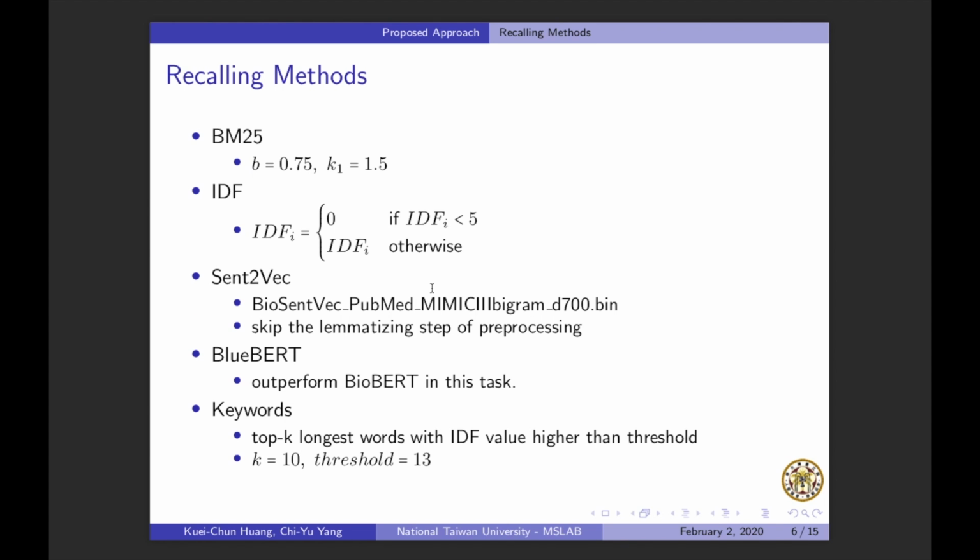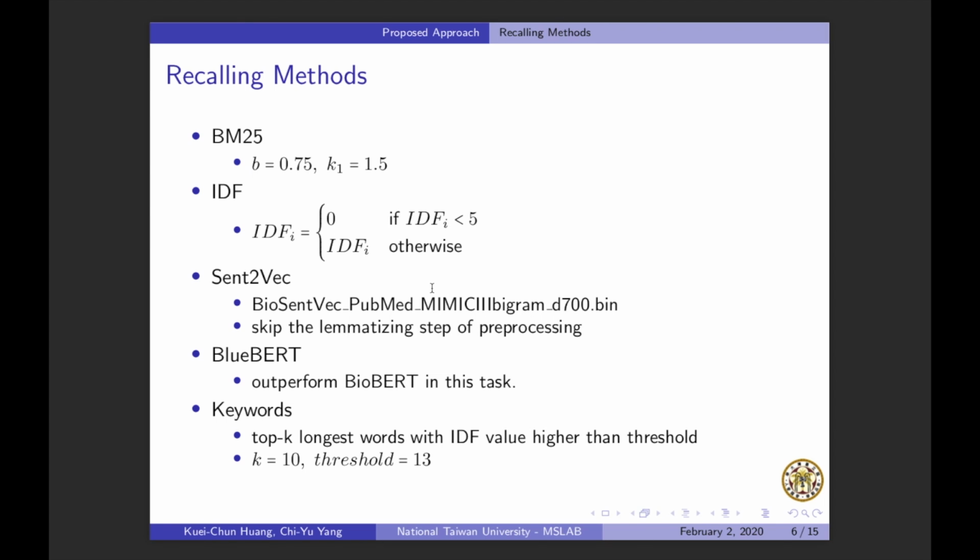Starting with the recalling methods. For BM25 and IDF, we concatenated the preprocessed title, abstract, and keywords, and used all papers in the candidate pool as the corpus. As for sentence to vector, we should skip the lemmatizing step during preprocessing because these lemmatized words might become out of vocabulary. Using these words directly would cause a terrible 2% drop in recall at 3. However, this issue only affected BlueBERT a little. We thus employed the same input as BM25 for BlueBERT for convenience.